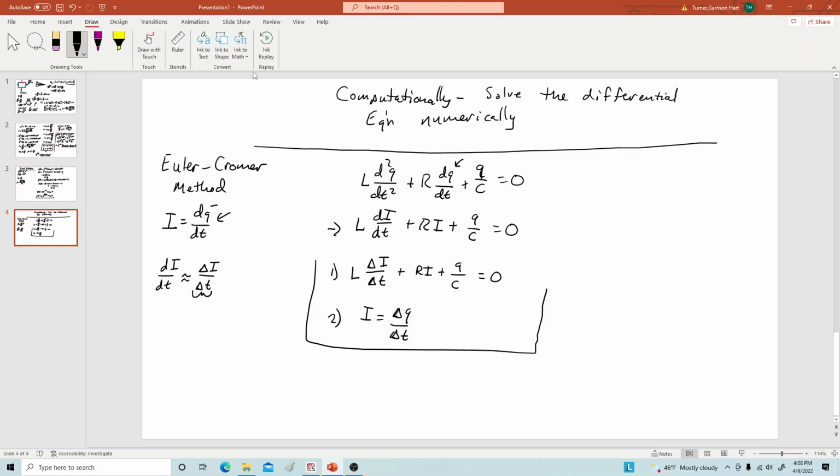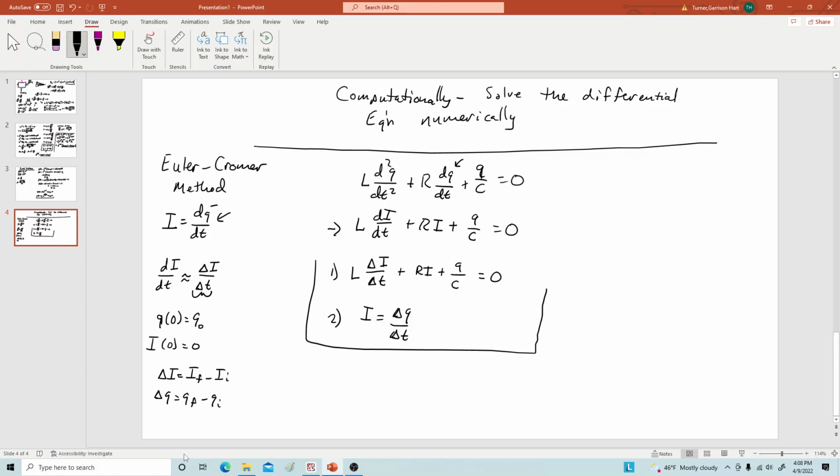Okay, so here's the idea. You know the initial conditions. You know your initial charge and current values. Okay, so these are what we're going to use. These are going to be important. Okay, so here's what we do. Let delta I equal I final minus I initial, and let delta Q equal Q final minus Q initial.